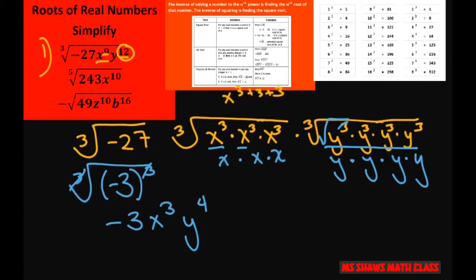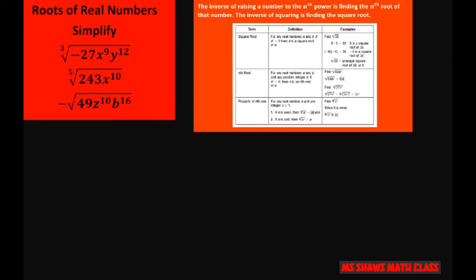Now for the next one, what you need to know is the 5th roots. You need to know like what 2 to the 5th is. We know that that's 32. You also need to know your 3 to the 5th. 3 to the 5th is 243. All right, so you kind of need to know those if you're not using a calculator.